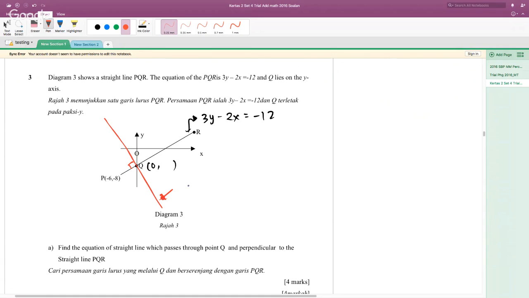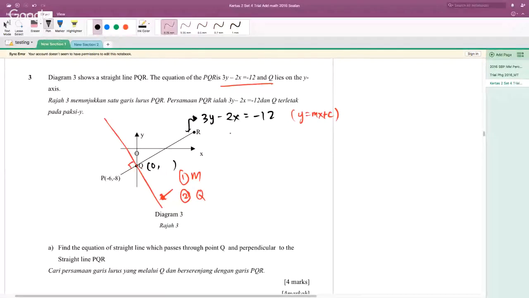If you want to find this equation, we need to have 2 pieces of information. First, we need to have the gradient. Second, we will need to have the coordinate Q. Okay, so these 2 pieces of information I have. Whenever I have the equation given, I try to make it into the y equals mx plus c form, so that I can get my y-intercept and I can get my gradient.